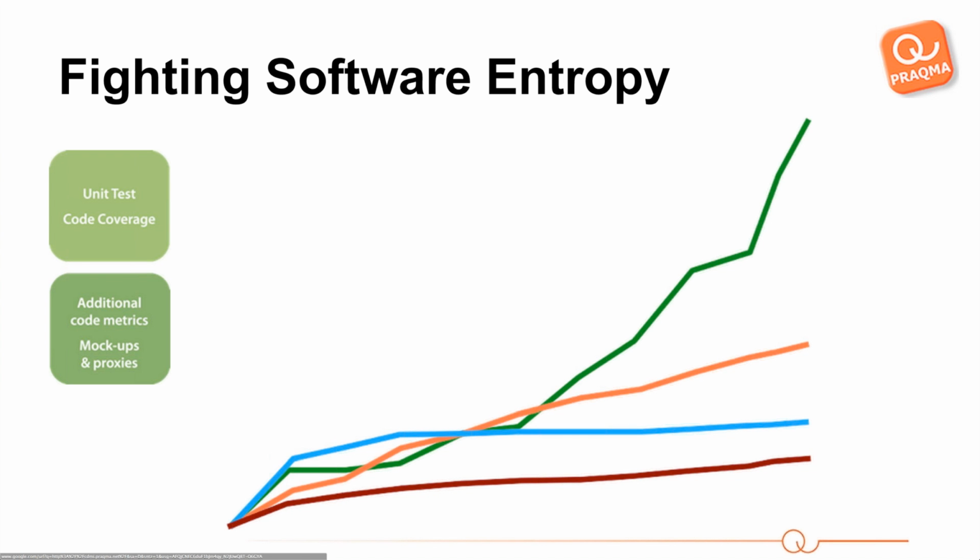Fighting software entropy, or technical debt, is also a very important thing that you can achieve with continuous delivery. As I mentioned before, it's quite popular to start just producing tons of metrics about your code. And when you do that, it can be quite overwhelming. For instance, if you turn on static code analysis on a code base where you never did static code analysis, you would potentially see a lot of issues.